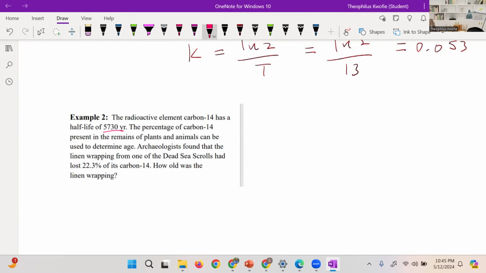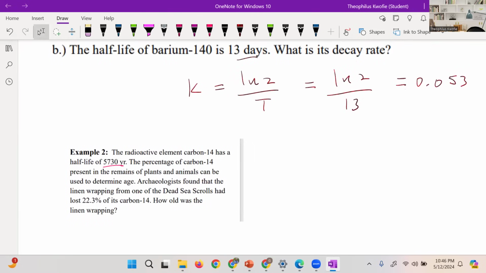So if there's a loss, which is 22.3% is a loss, then we have to find the remaining part of the carbon 14, okay? So we just have to subtract from the 100%, and that should give us the remaining of carbon 14. Is that okay? Good. So we'll take our time to approach this. From the first scenario, we know the half-life, so it means we can find the decay rate, okay?